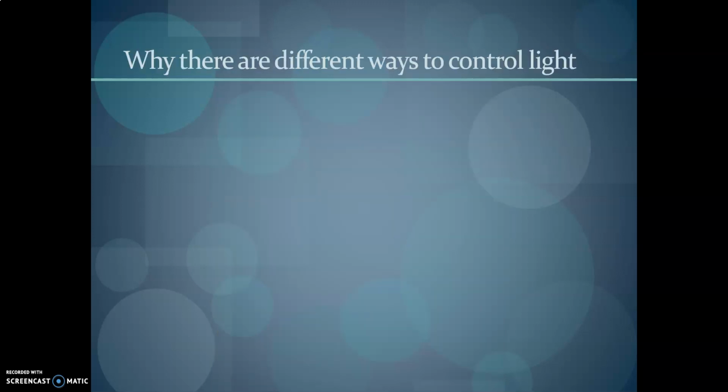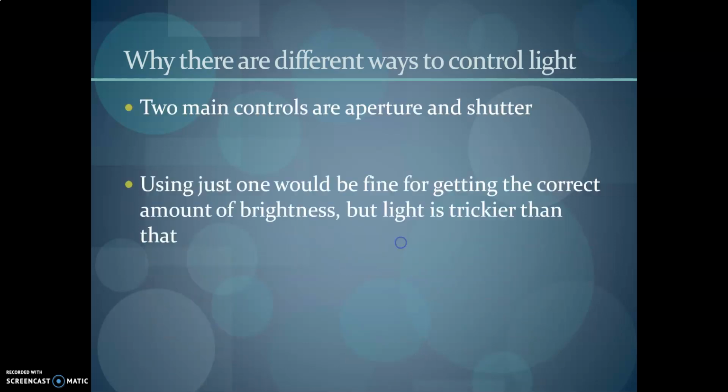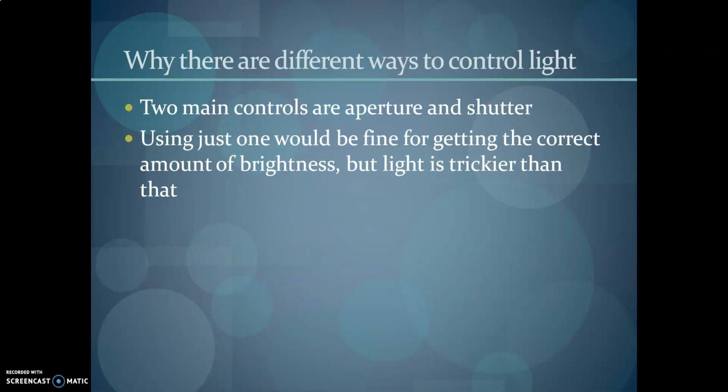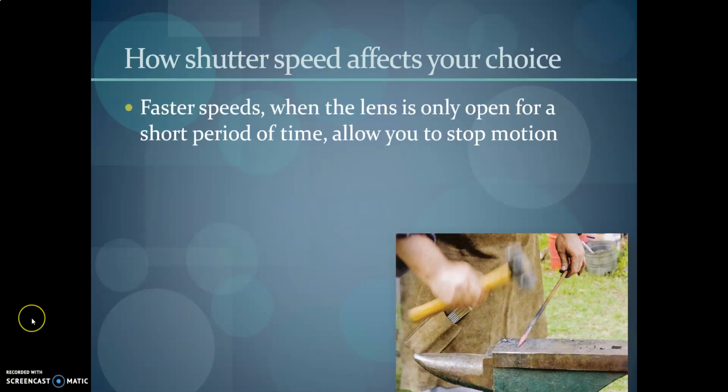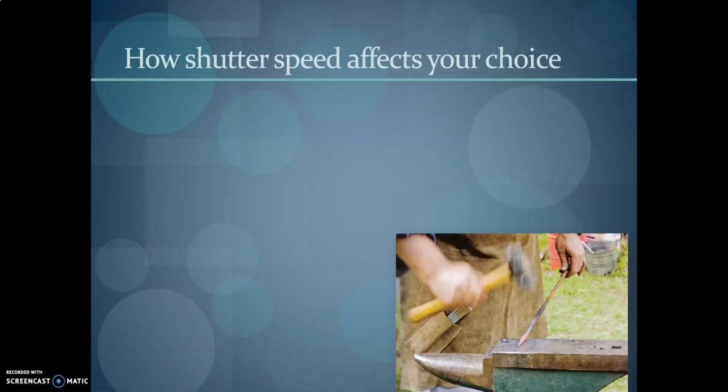Why are there different ways to control light? Well, there's two main ones, aperture and shutter. And using one is just fine for getting the correct amount of brightness, but light is a tricky, tricky thing. So, I'm going to pause this video here, and in the next video, I will get into how all of these combine and work.